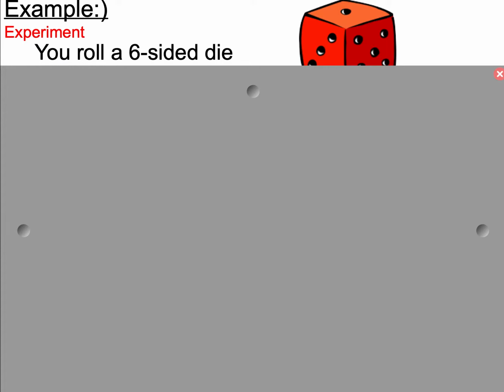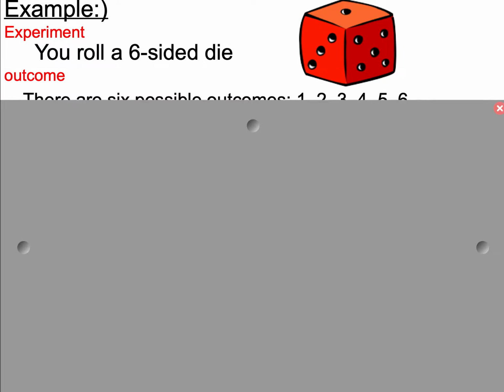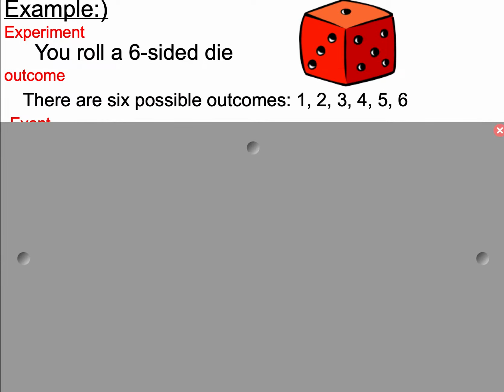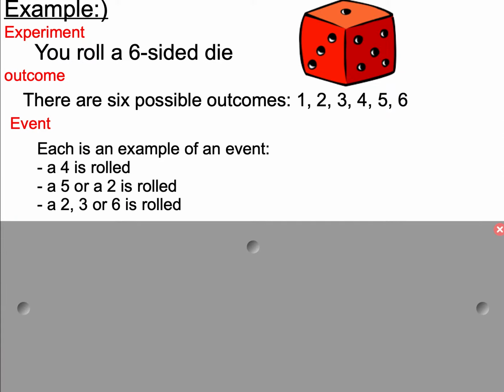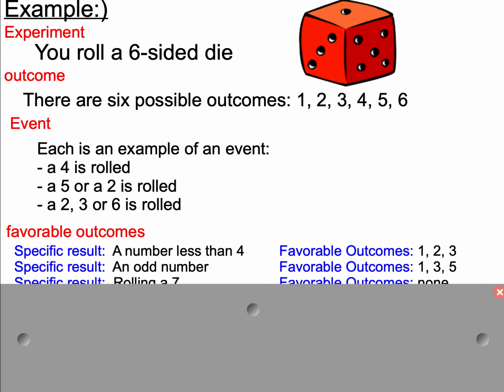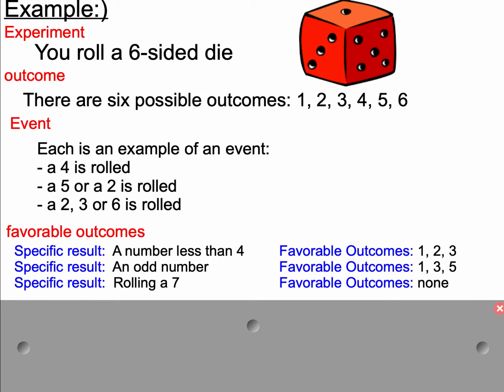Okay, here's a few examples to help you understand. So the experiment is that I could roll a six-sided die. There are 6 possible outcomes. You could get 1, 2, 3, 4, 5, or 6. The possible events, each of these is an example of an event. These were given on the previous page. And favorable outcomes, these are specific events that could occur, and the favorable outcomes are the things that will make that event be considered true and actually having happened.